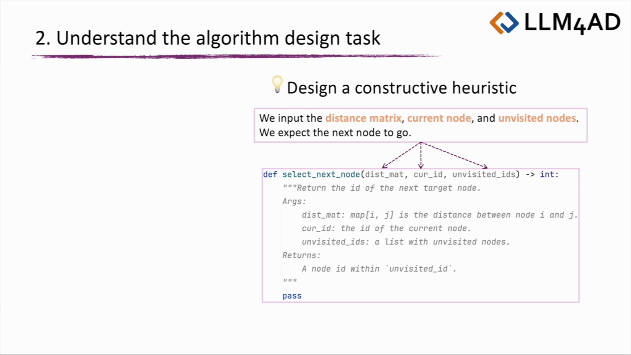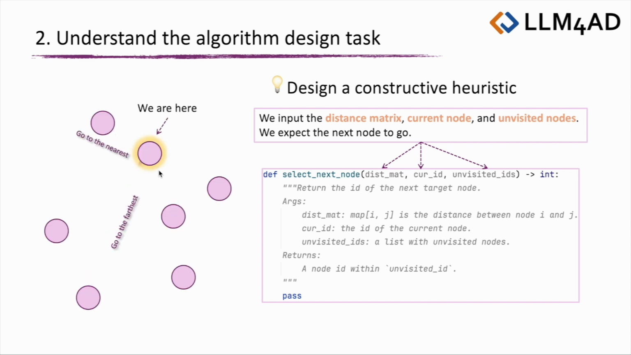Okay, we already know that the TSP problem is an NP-hard problem, which means we cannot explore every possible route to find the best one, especially when there are a lot of cities. Therefore, we can come up with a simple idea: we design a heuristic algorithm. Instead of looking for the perfect route, this algorithm decides step by step which city to visit next. For example, if we are at the current city, the algorithm can guide the salesman to move to the nearest city or the furthest city.